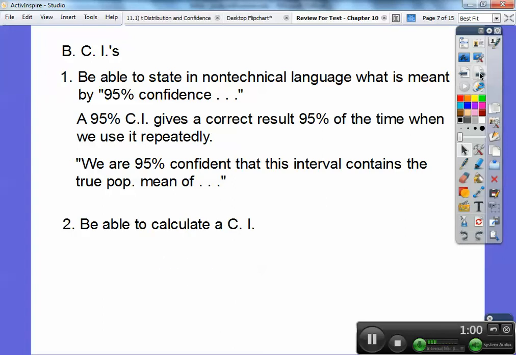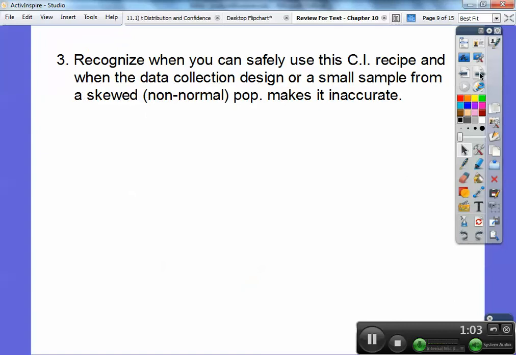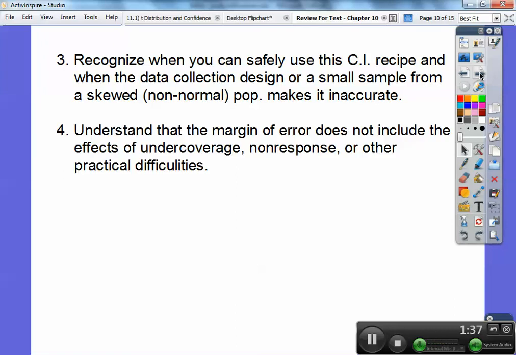Be able to calculate a confidence interval by using that formula right there. Recognize when you can safely use the confidence interval recipe. If they don't state the population is normal, you have to say that they don't state it's normal, so I'm going to proceed with caution. Or if they don't say that the sample came from the population of interest, you're going to proceed with caution. And if the sample size is large enough, greater than or equal to 20, my bad, not 10, then you can say that the central limit theorem ensures us that the sampling distribution of the sample means will be a normal curve.